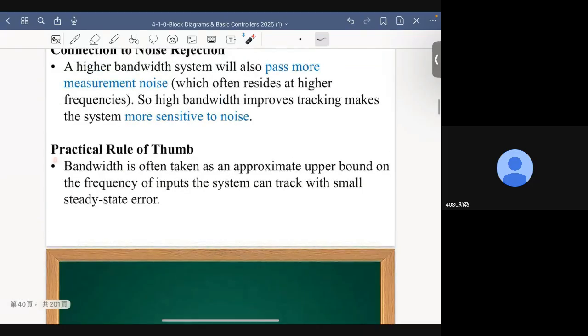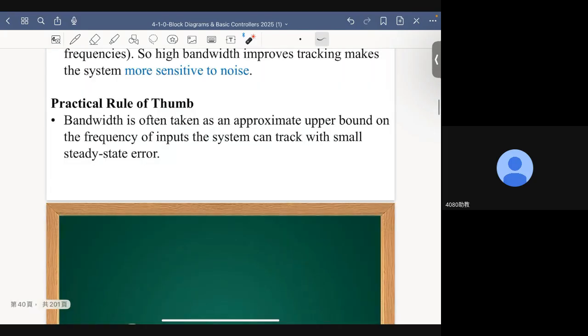Okay, now a practical rule of thumb for choosing a bandwidth. Bandwidth is often taken as an approximate upper bound of the frequency input the system can track with small steady state error. So you can try to enlarge the bandwidth until the steady state error becomes undesirable, okay? We will look into this problem later.